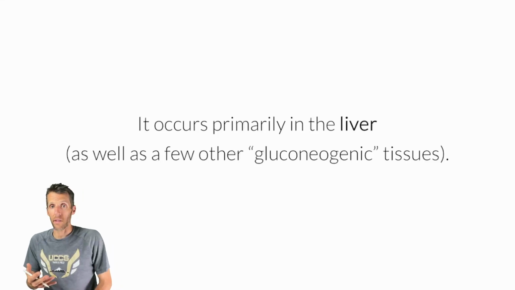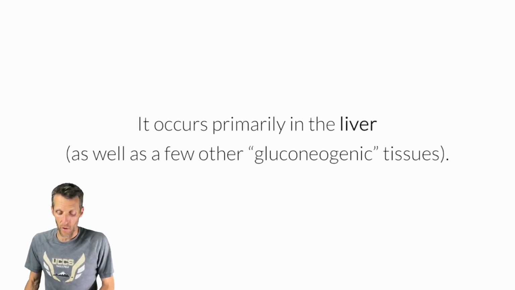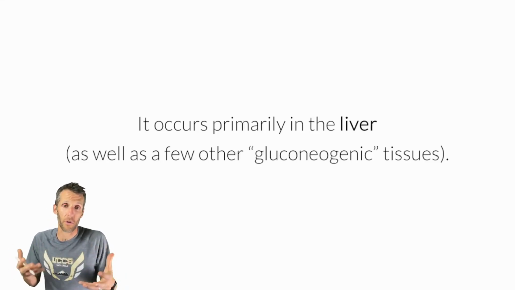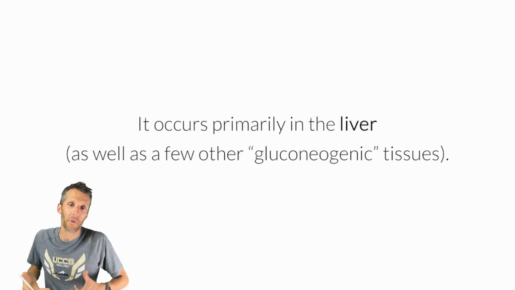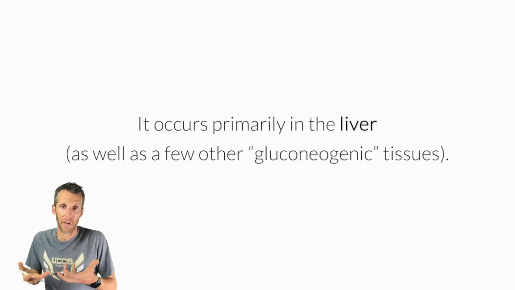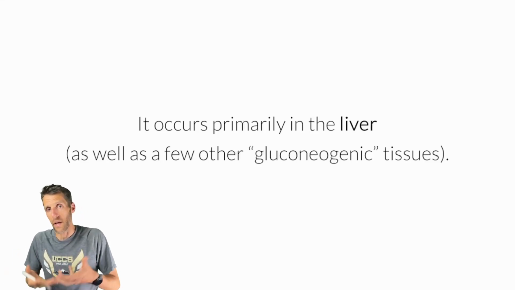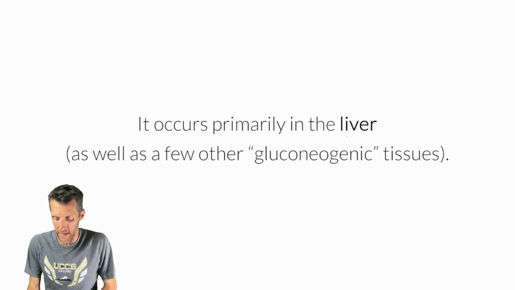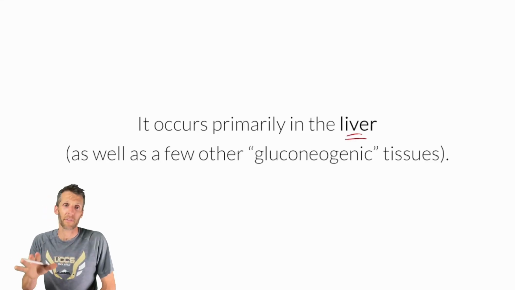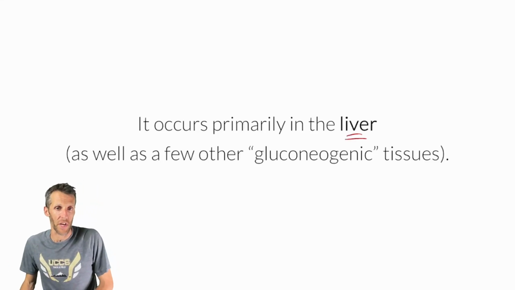It occurs primarily in the liver, as well as a few other organs that are known as gluconeogenic tissues or gluconeogenic organs. But the liver is the main focus because this is the place where it's doing gluconeogenesis to maintain our blood sugar at a particular level, just like it's breaking down glycogen to release glucose. It starts making glucose, so that's all happening in the liver. Everything I'm going to be talking about is for a liver gluconeogenic process.